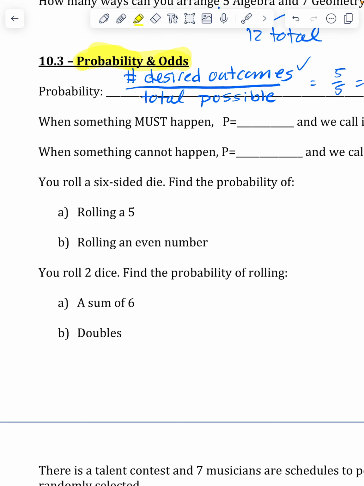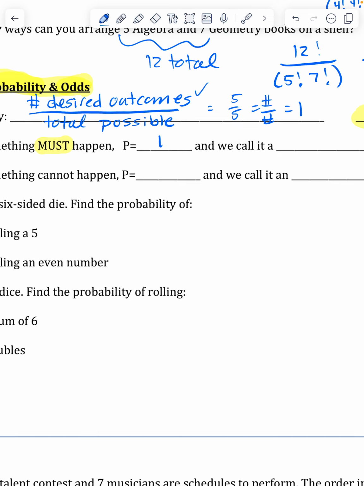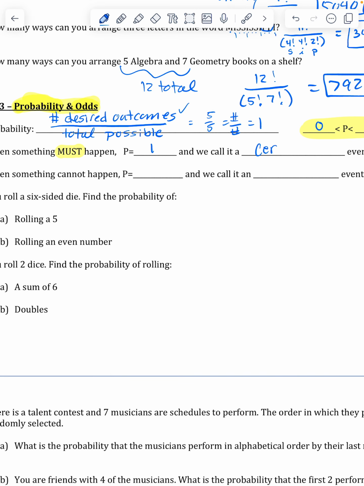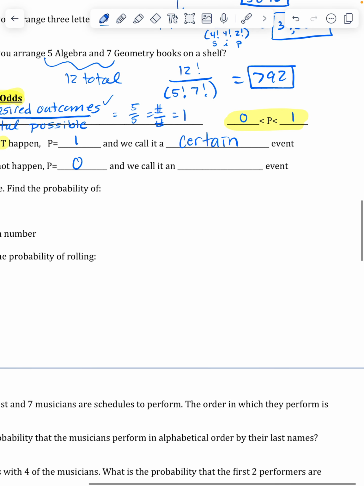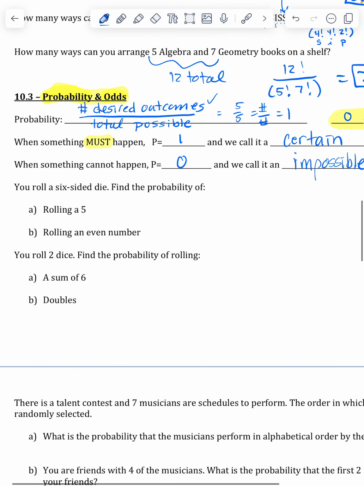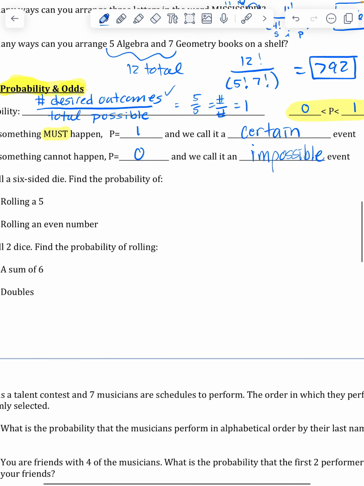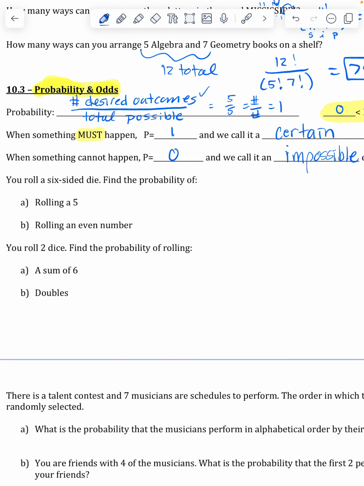And when something must happen, like it's absolutely going to happen, we say the probability is 1, and we call it a certain event. But if it cannot happen, then the probability is 0, and we call it an impossible event. So if you're rolling dice and you're asking, what's the probability that I get something less than 7? Well, your probability is 1, because you have to get something less than 7.